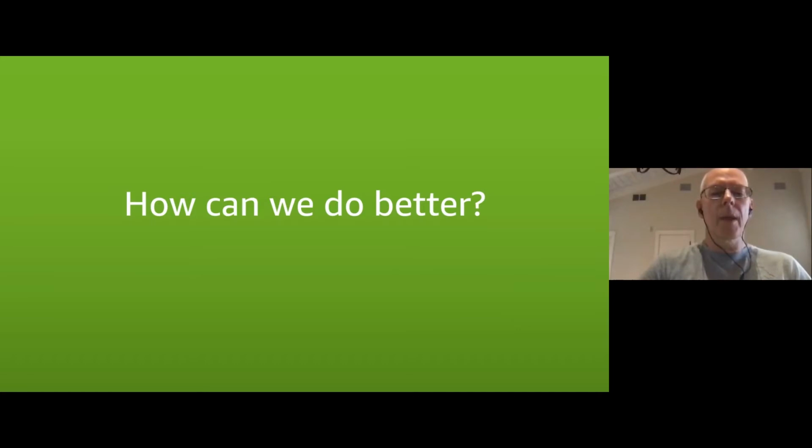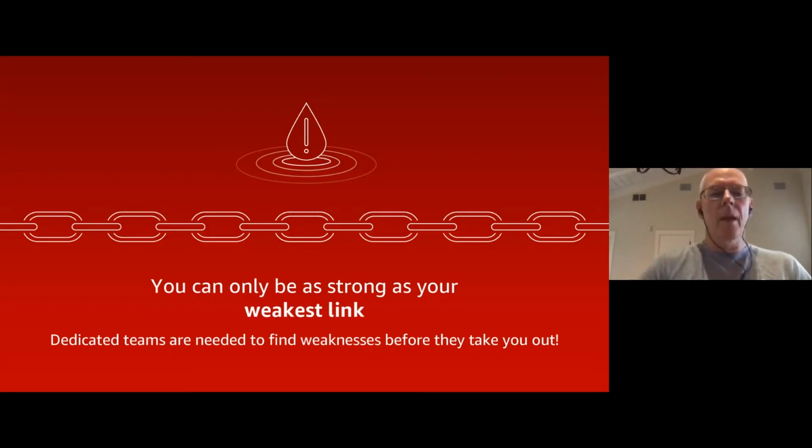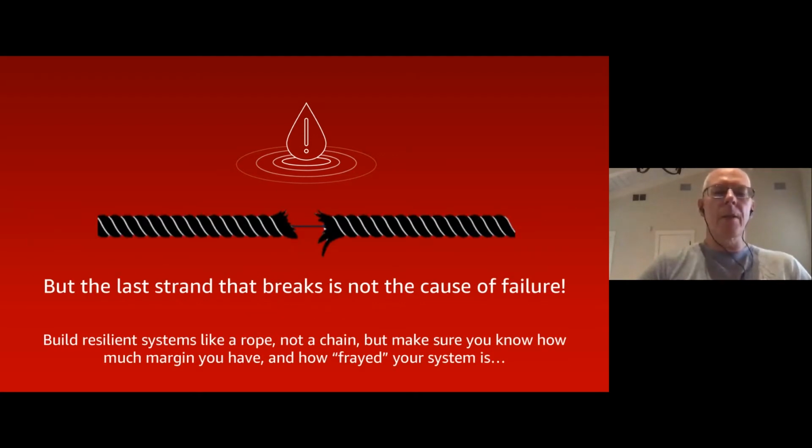So how can we do better on this? I've been using this slide for a while because really, you can only be as strong as your weakest link, and you need dedicated teams: you need a security red team, you need a chaos engineering team to find those weak links. But this is actually a little bit of the wrong analogy. So here's an update to it.